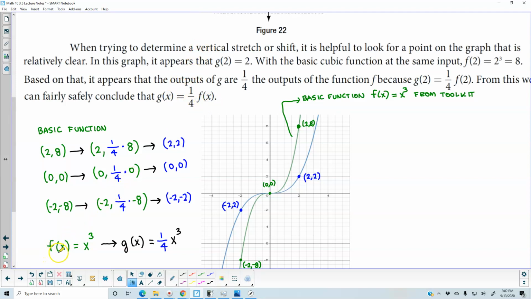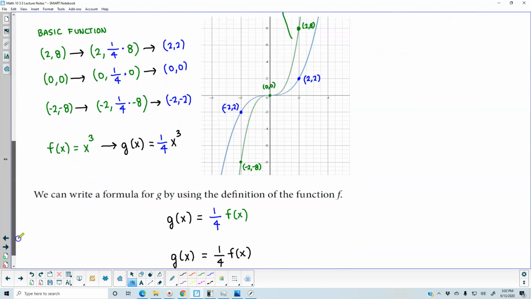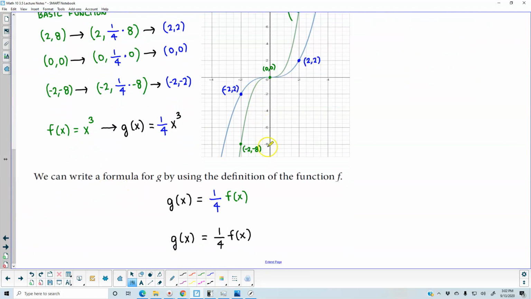So if our original function f of x is equal to x cubed, then our new function g of x is equal to 1/4 times x cubed. Now, we can write a formula for g by using the definition of the function f. So again, g of x is going to be 1/4 times f of x, which again gives us g of x is equal to 1/4 of f of x.